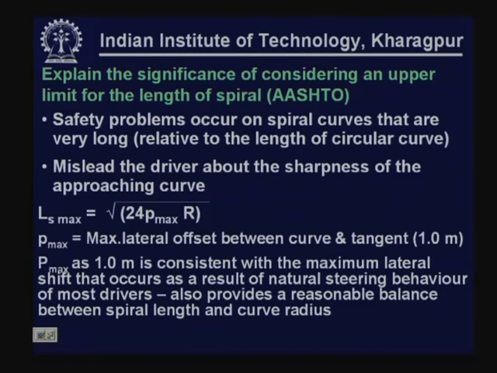Similar to the lateral shift formulation used for the minimum required length of spiral, a similar formulation is suggested here, but the maximum lateral offset is taken into consideration, which is taken as 1 meter. This P max of 1 meter is consistent with the maximum lateral shift that occurs as a result of the natural steering behavior of most drivers. Also, P max of 1 meter provides a reasonable balance between the spiral length and the circular curve. So, that is why an upper limit of the length of spiral is also considered and meaningful. Thank you.